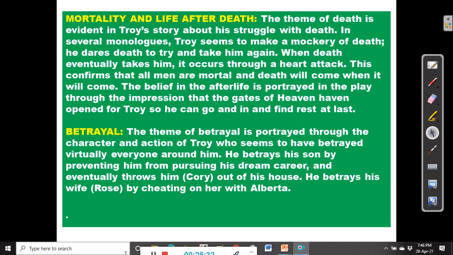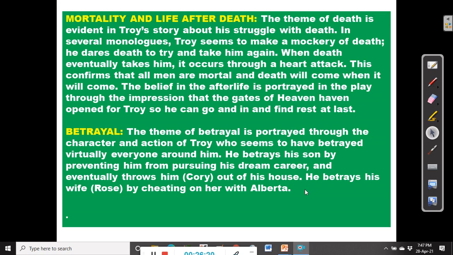The next is the theme of betrayal. The theme of betrayal is portrayed through the character and action of Troy, who seems to have betrayed virtually everyone around him. He betrays his son by preventing him from pursuing his dream career and eventually throws him, Corey, out of his house. He betrays his wife, Rose, by cheating on her with Alberta. All right, in some cases, one could see that he betrays his brother Gabriel as well. All right, so the theme of betrayal is really a prevailing theme in the play, and the culprit again is Troy.